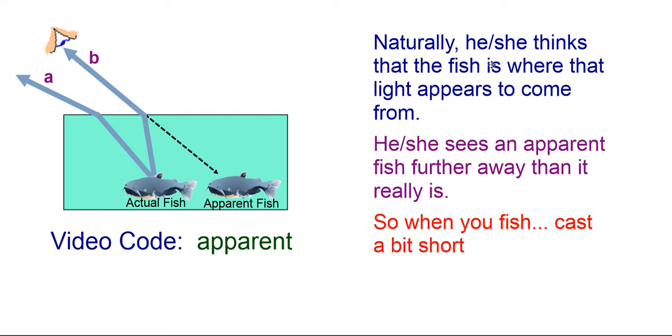Let's read this. Naturally, he or she, the eye, thinks that the fish is where the light appears to come from. He thinks it's here. He or she sees an apparent fish further away from where the fish really is. So here's a moral of the story. If you're fishing in shallow water for fish, cast a bit short. You see the fish here. He's actually here, isn't he? Cast a bit short.